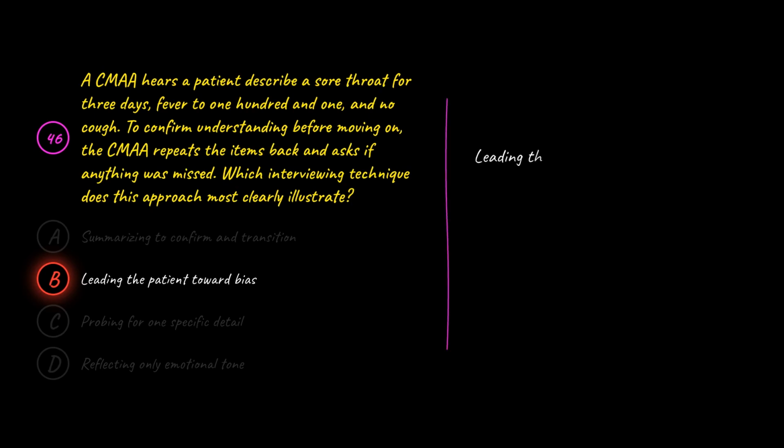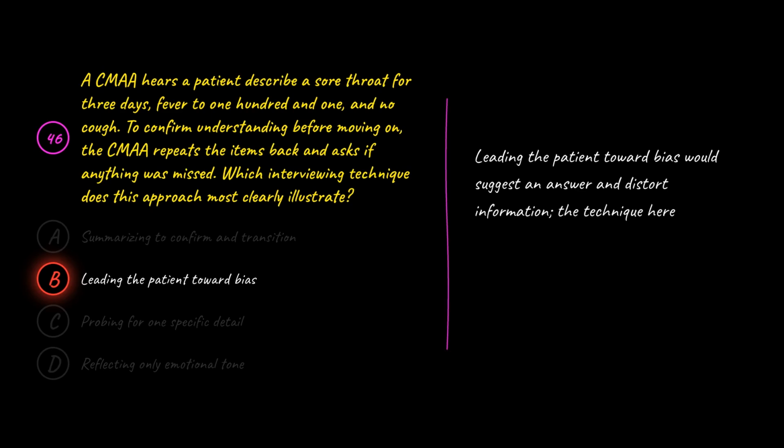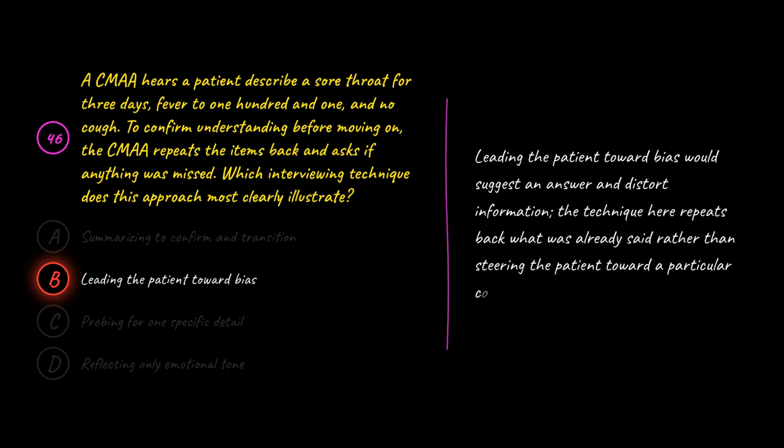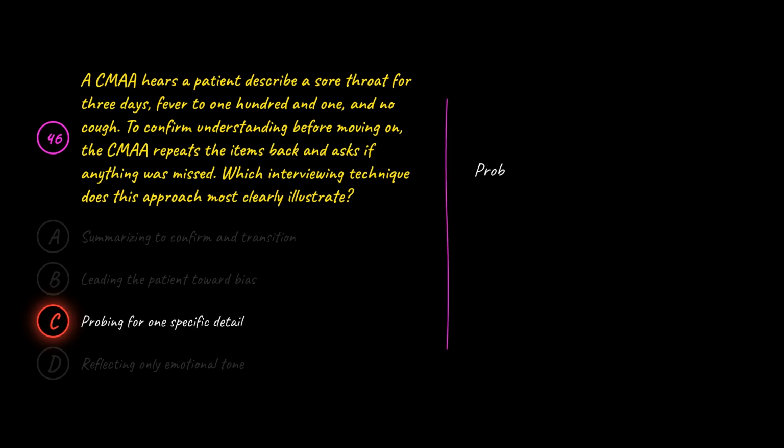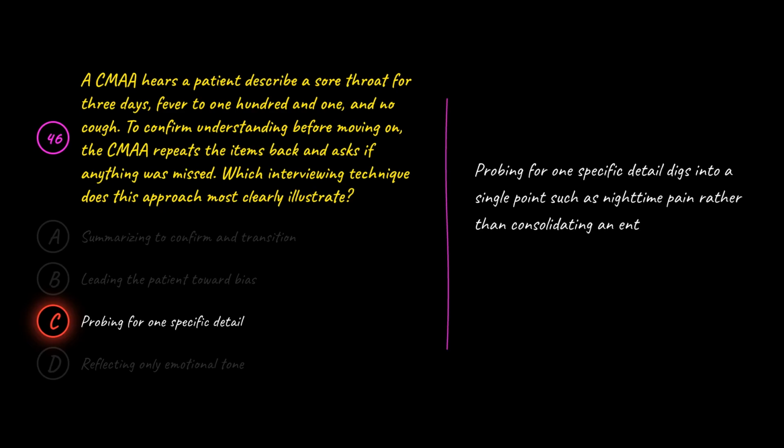B is wrong because leading the patient toward bias would suggest an answer and distort information. The technique here repeats back what was already said rather than steering the patient toward a particular conclusion. C is wrong because probing for one specific detail digs into a single point such as nighttime pain rather than consolidating an entire set of items.